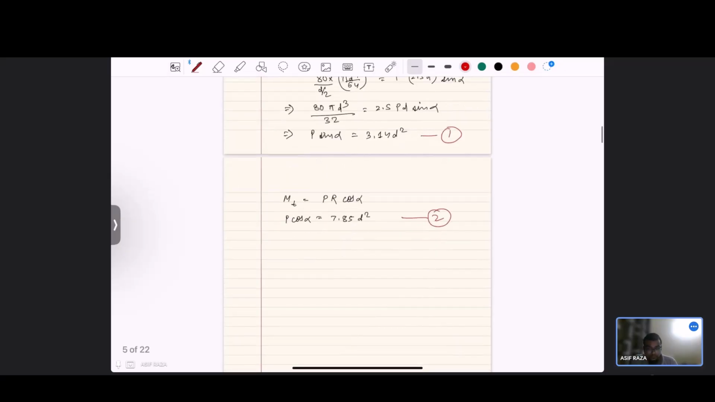Now with these two, we can find alpha. Tan alpha equal to 3.14 upon 7.85.